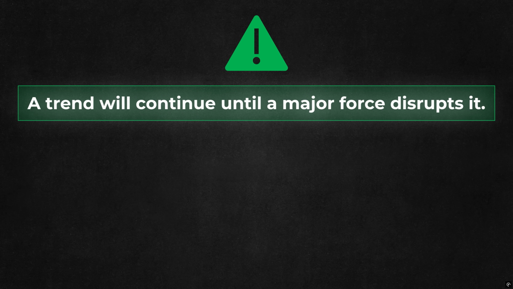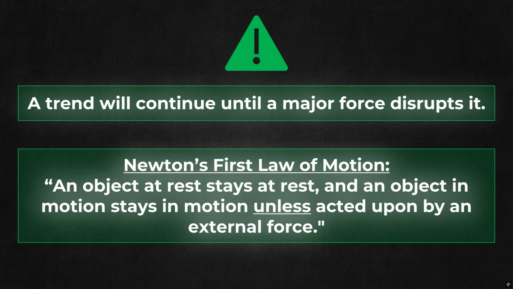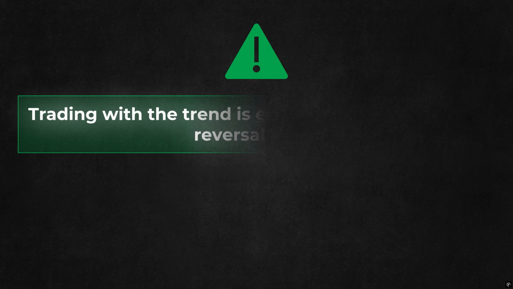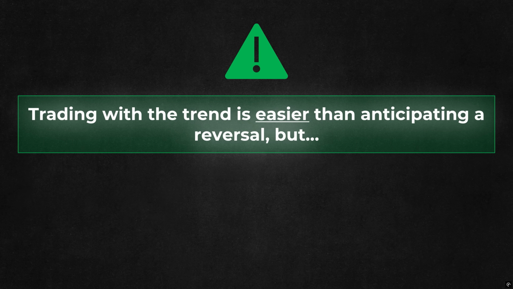This is the parallel between trends and Newton's first law of motion, which states: an object at rest stays at rest, and an object in motion stays in motion unless acted upon by an external force. This is why trading with the trend tends to be easier than trying to catch a major reversal. Trading with the trend is easier than anticipating a reversal, but the reversal will eventually come, so you need to be prepared for that.